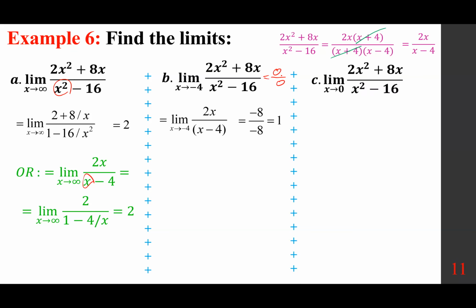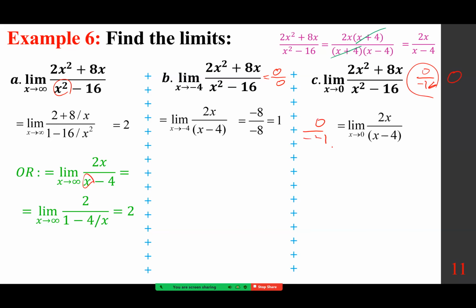When you look at this case, if you just plug in, you get 0 over minus 16, which is 0, okay? However, if you deal with the factored format, because that's normally more proper, that will also give you 0 over negative 4, which is 0. So in both cases, you end up with 0. It's not that big of a deal.